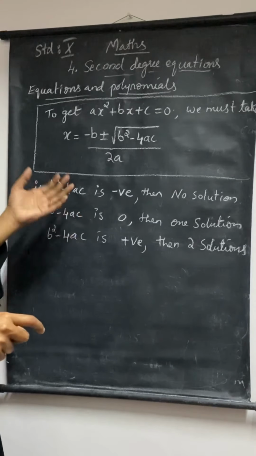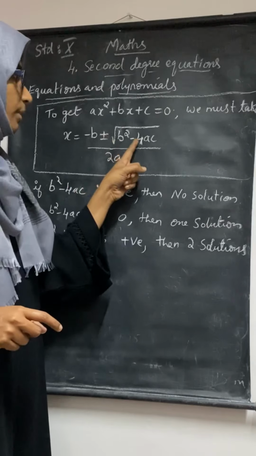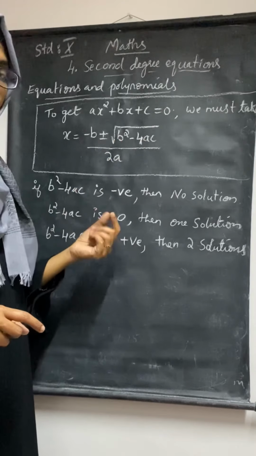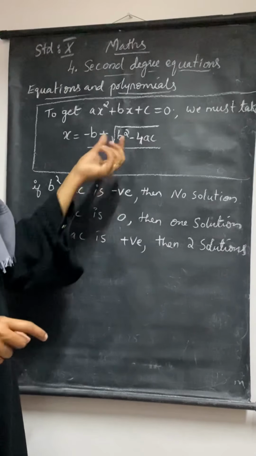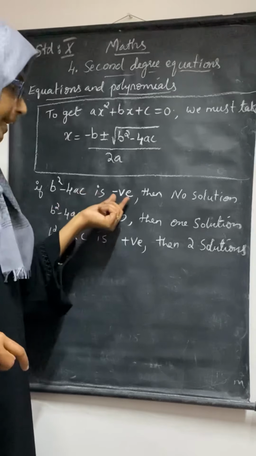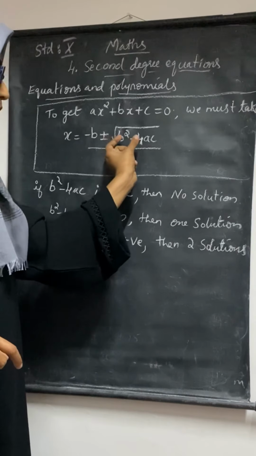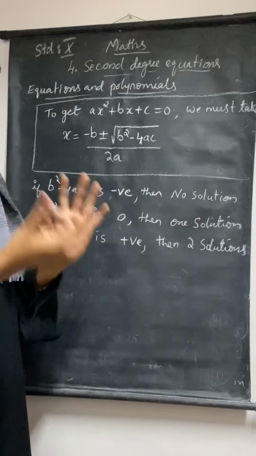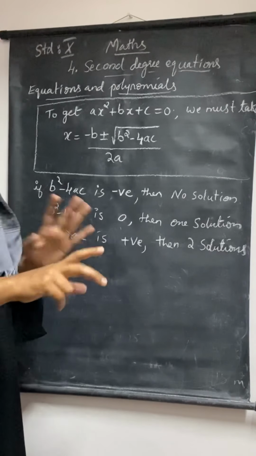Before finding all this, you have b square minus 4ac. If you do that first, then you can understand whether you have a solution or not. So you have to do b square minus 4ac first. If b square minus 4ac, inside this square root, is negative, then there is no solution. At that time you will understand there is no solution, so you can stop.